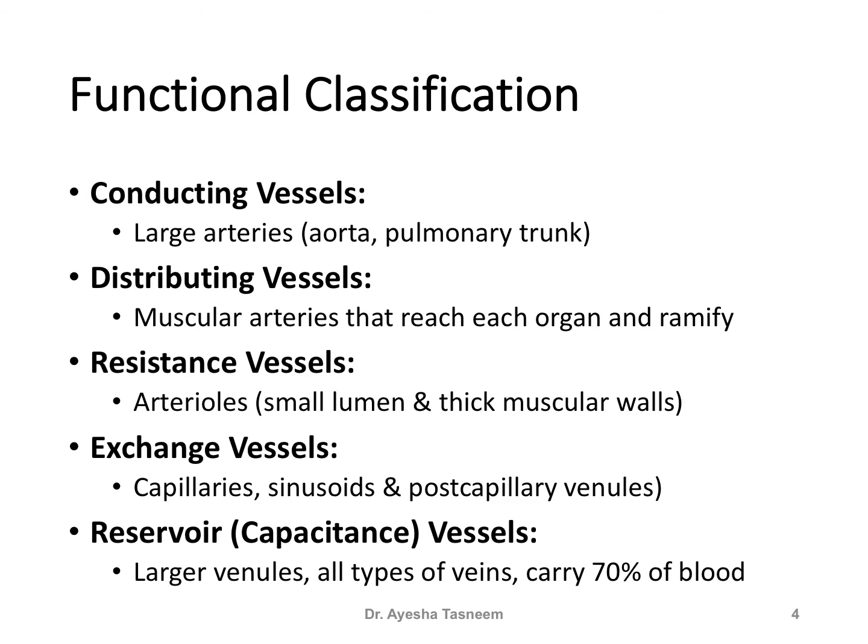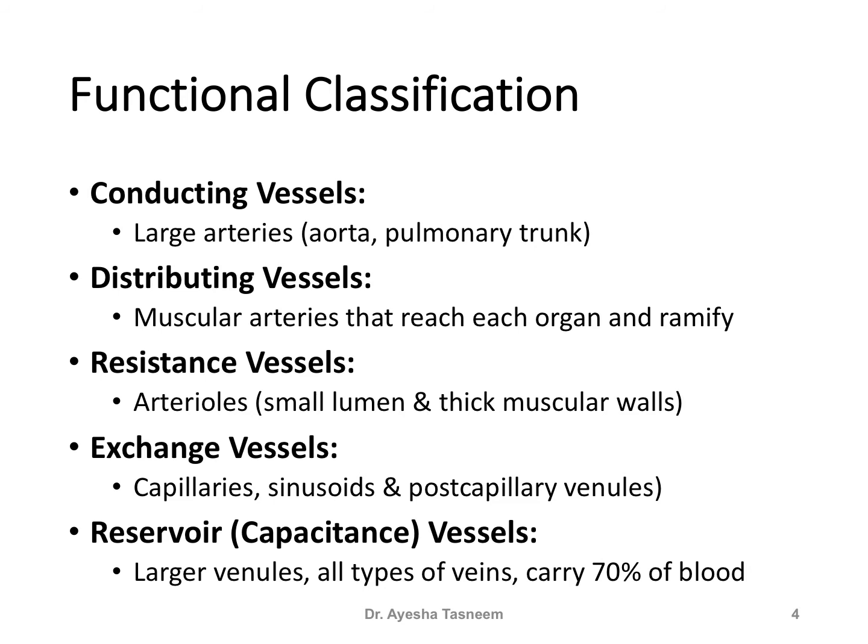Firstly, they are the conductance blood vessels that have a large lumen, and so they are called the large arteries. Major examples are the aorta and pulmonary trunk. Secondly, we have the distributing blood vessels that distribute blood at the level of each organ and they ramify there. The muscular arteries have more muscle in their muscular coats, in their tunica media.